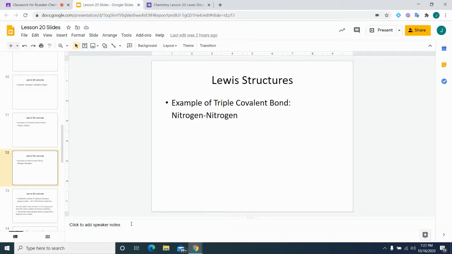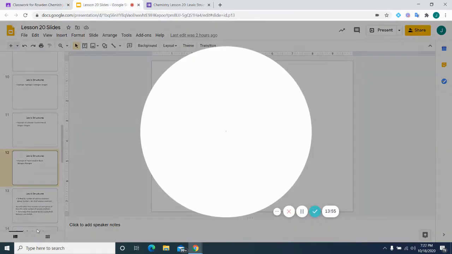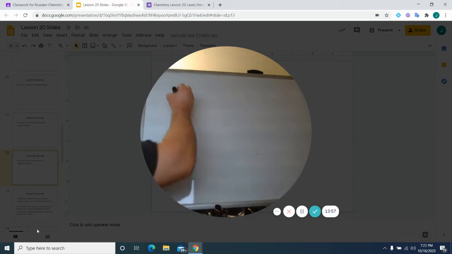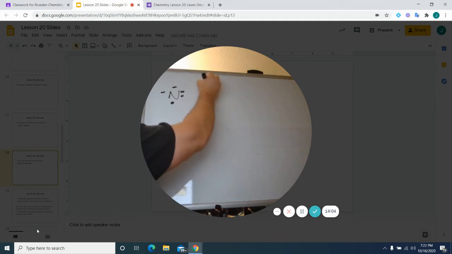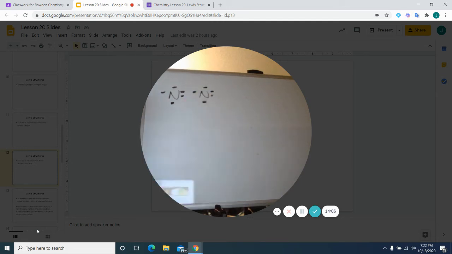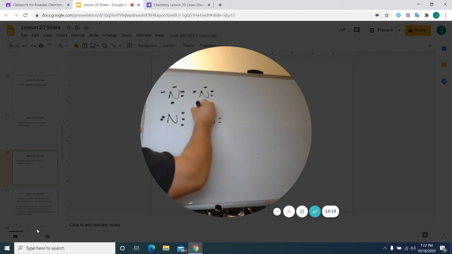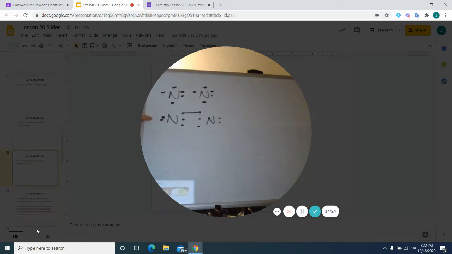So let's go ahead and do diatomic nitrogen. So we have a nitrogen with a 5. So 1, 2, 3, 4, 5. Nitrogen with 1, 2, 3, 4, 5. So we have 1, 2, 3 electrons that need to be paired up with something. 1, 2, 3. So draw it like this with all 3 facing the other nitrogen.